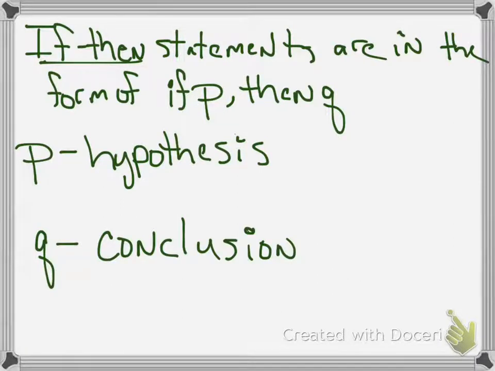Okay, so keep in mind, if-then statements are in the form of if P, then Q. We're saying P is called a hypothesis, and Q is called a conclusion. So basically, an if-then statement says we have a hypothesis, comma, conclusion. All right?